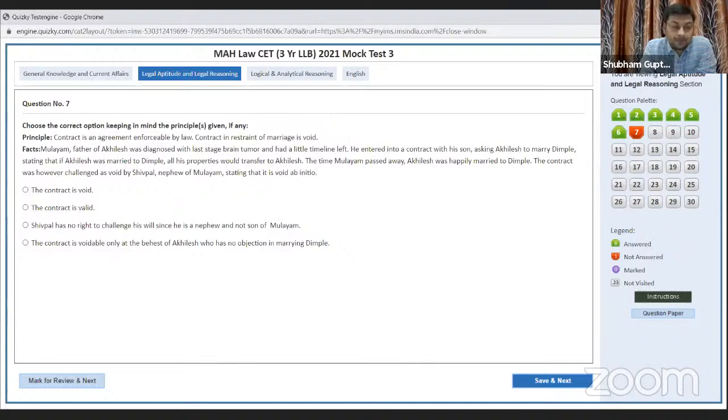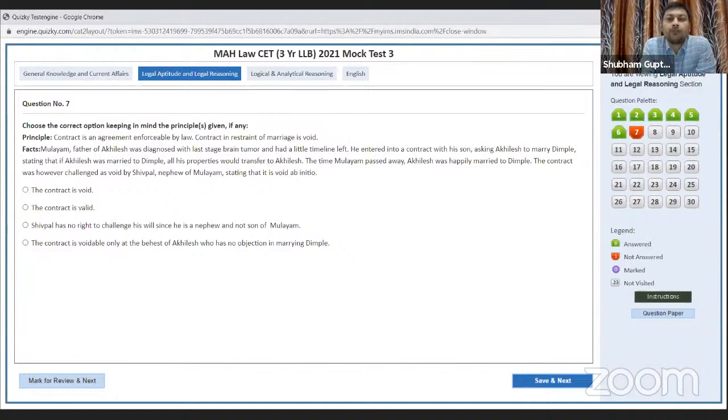Or maybe let's read. Mulayam, father of Akhilesh, was diagnosed with last stage brain tumor and had a little time left. He entered into a contract with his son, asking him to marry Dimple, stating that if Akhilesh was married to Dimple, all his property would transfer to Akhilesh. So again, what it says is, if you marry, you will get. It is a conditional option, where it is not saying that you have to marry.